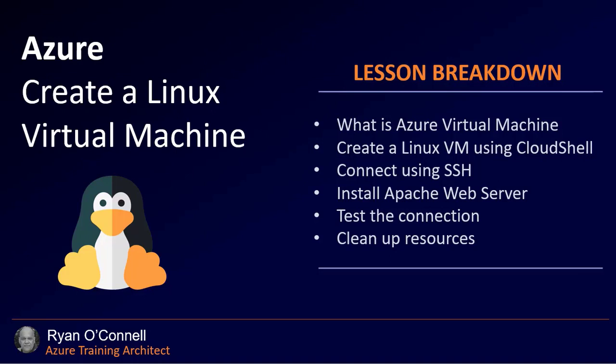In this video, we are going to create our very first Linux machine. We're going to do a 1,000-foot view of what is a virtual machine. We are going to create that virtual machine using Cloud Shell. We're going to connect using SSH. We're going to install Apache web server. We're going to test that connection, and of course we are going to clean up our resources.